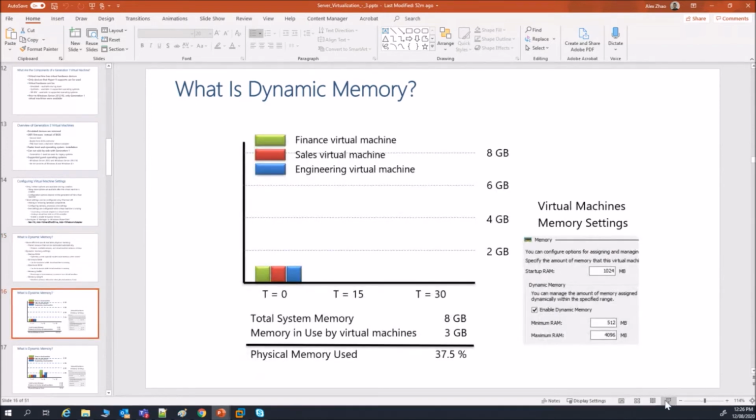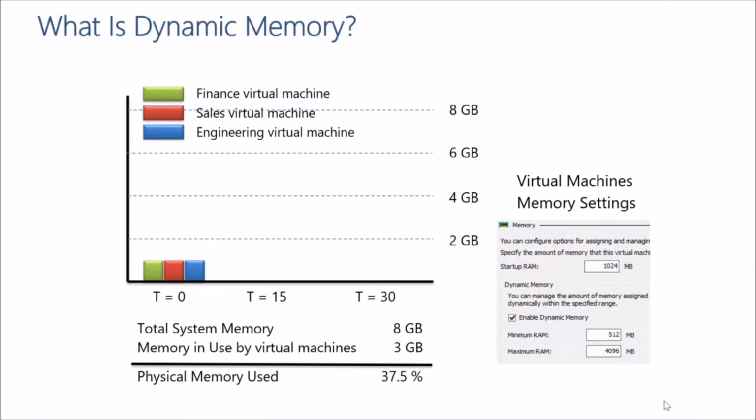Let's have a look at what's going on here. This is a graphic representation. This is the amount of memory, and this is time. For this virtual machine, you can see the startup RAM is 1 gig, the minimum RAM is 500 megs, and max RAM is 4 gigs. At time equals 0, right at the start, all the virtual machines have 1 gig, because they're all being turned on. So we're using 3 gigs of the 8 gigs on the Hyper-V host, so 37.5% utilization.